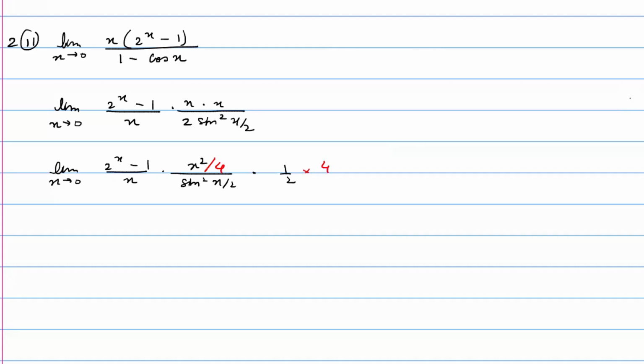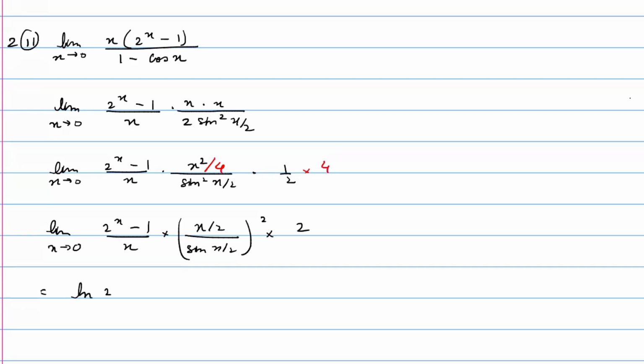Okay, so that will make you write this as limit x tends to 0, 2 raised to x minus 1 upon x, sine x by 2 upon x by 2, the whole square, and this is 2. So taking the limit, you get ln 2, you get 1 squared, and you have a 2. So this 2 ln 2 is the answer. This 2 is a part of the formula: 1 minus cos x is equal to 2 sine square x by 2. So this 2 I have written on the side.